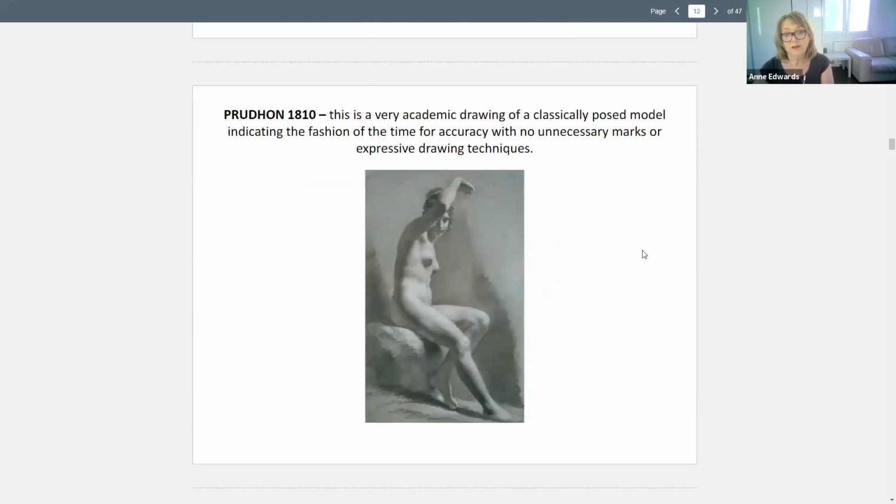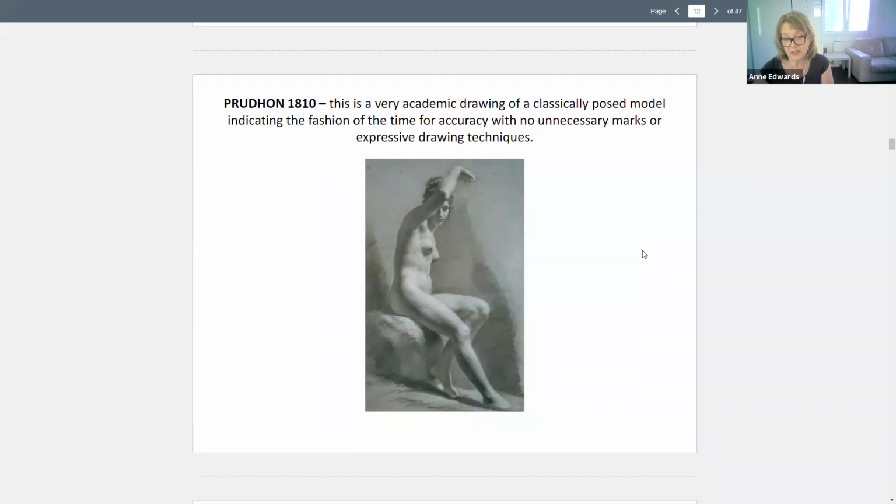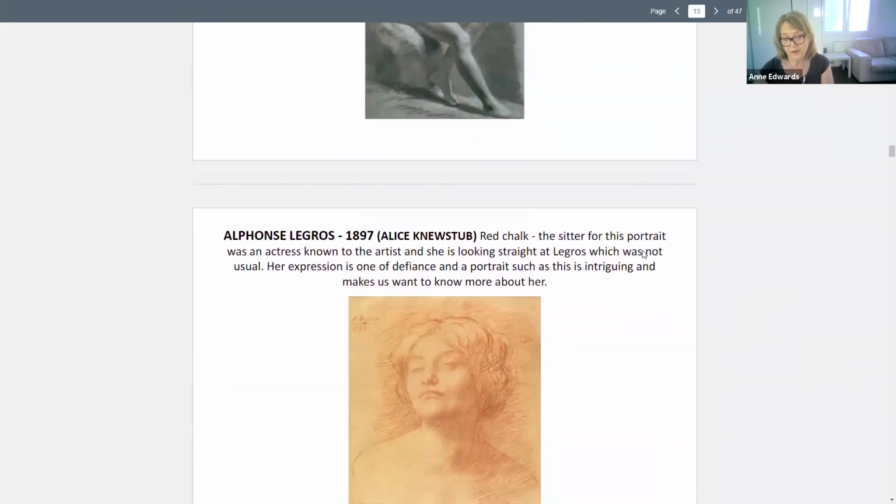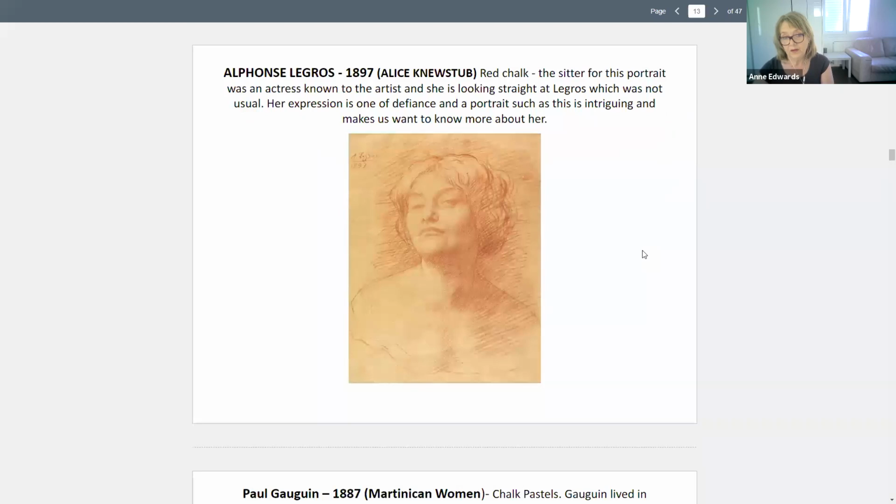Proudhon. This is a very academic drawing of a classically posed model, indicating the fashion of the time for accuracy, with no unnecessary mark or expressive drawing techniques. This drawing is quite famous because of the expression of the sitter, which is one of defiance. And the portrait is intriguing and makes us want to know more about her.